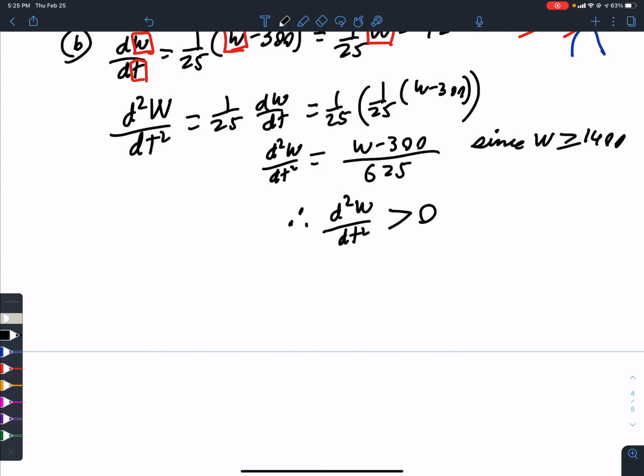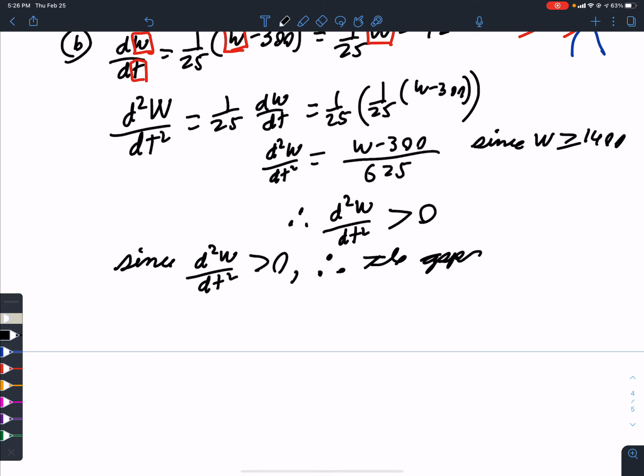So to answer part B, since the second derivative is positive, therefore the approximation, wow, sorry for my horrible writing. My approximation from part A is it under, over? Concave up means it's an underestimate.